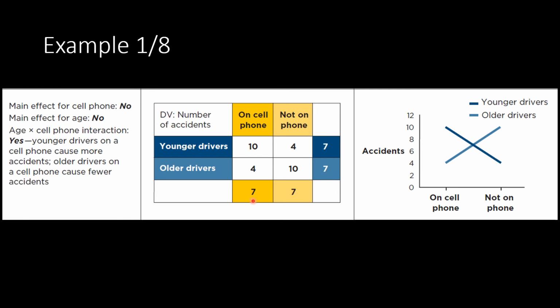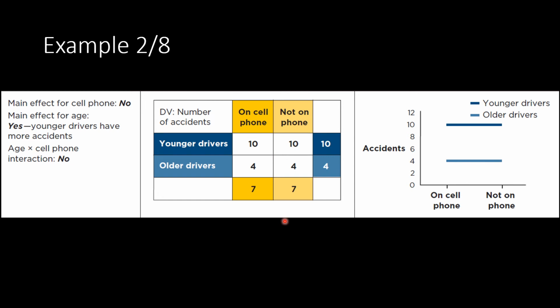In this case, the same is true for phone usage. There is no main effect here for using your phone on accidents, right? Because people on their phone have about the same amount of accidents as people not on their phone, right? So here is one of those places where you can see that they all don't need to come together, right? So this is an example of no main effects whatsoever, but one interaction.